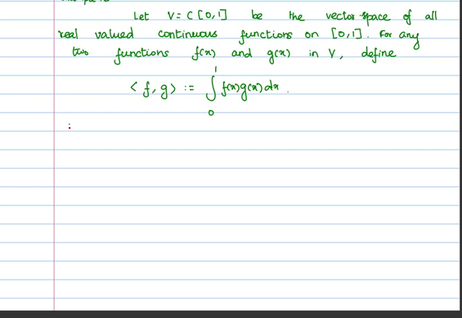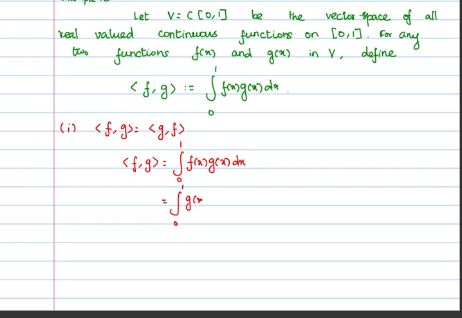The first axiom is inner product of f comma g equals g comma f, the symmetry. That is very obvious here. Taking the left hand side, inner product of f comma g is the integral over 0 to 1 of f of x times g of x dx. I can write it as the integral 0 to 1 of g of x times f of x dx. So this is nothing but inner product of g comma f.